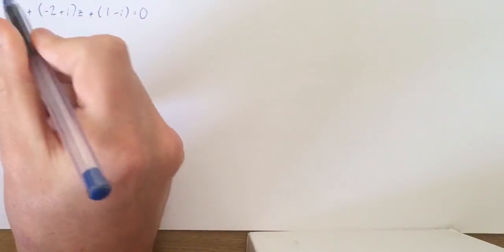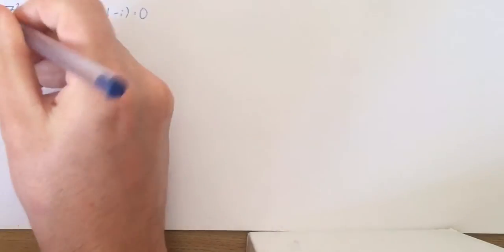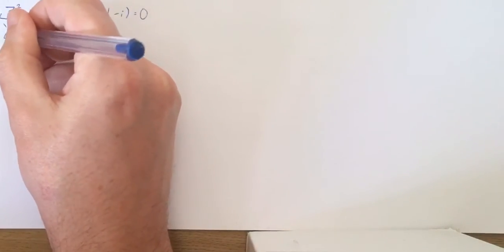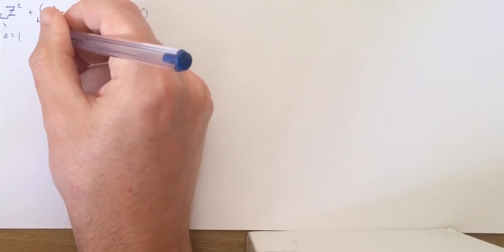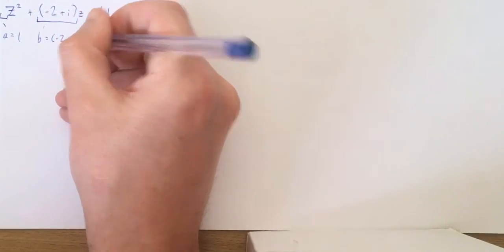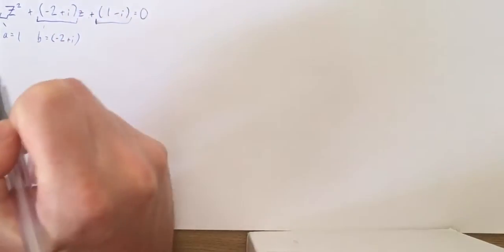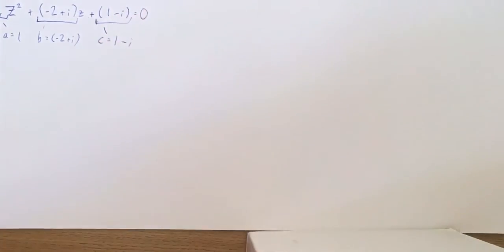So we're going to solve this using minus b. Whatever is in front of the letter squared is a. So in this case, a is equal to 1. Whatever is in front of the letter is b. So in this case, b is equal to minus 2 plus i. And whatever number is on its own at the end is our c. So c is equal to 1 minus i.